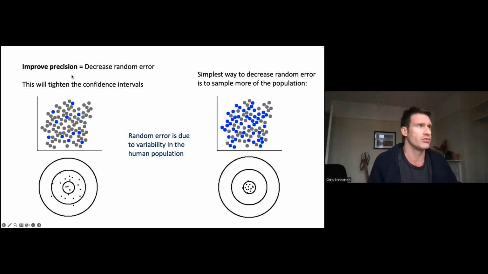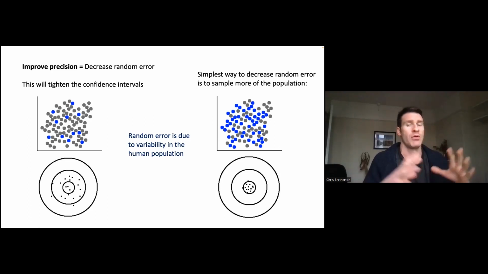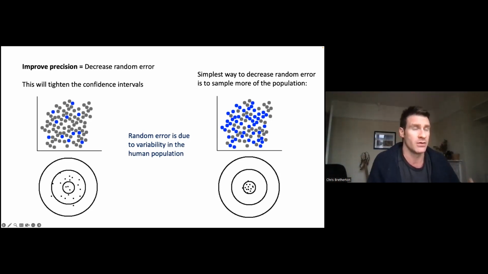So the way to improve precision is to decrease random error, and that will tighten your confidence intervals. And the way to do that really is to sample more of the population. If you sample more of the population, then you can be more certain that the effect you get is the true effect of an intervention. This is just an example of each of these dots being people in the population. If you sample more people, more blue dots, then you're going to get a more precise answer. And so you take your bullseye from this to this.